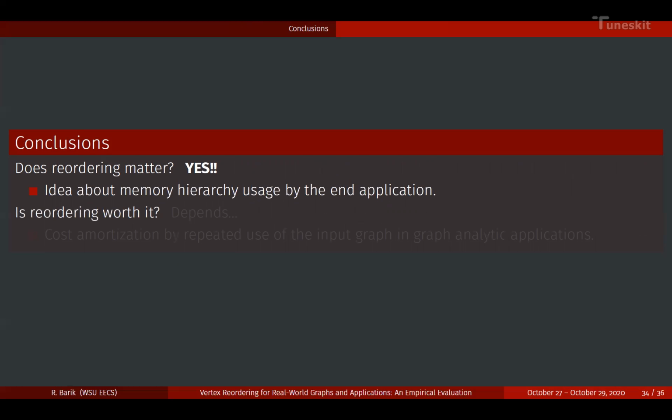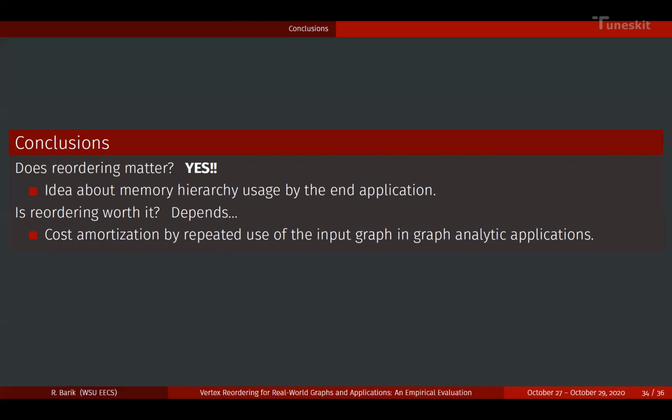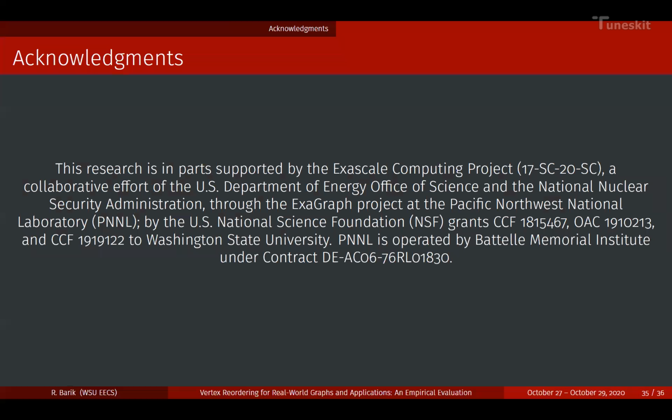Is reordering worth it? Well, if we use the input graph enough times to amortize the cost of reordering, then definitely yes. This brings us to the end of our presentation.